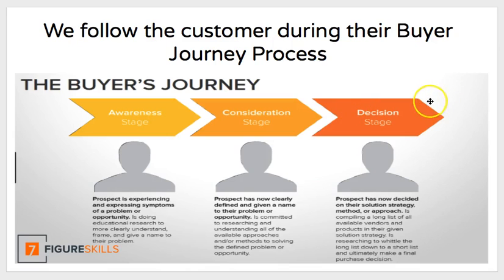And then, of course, the decision-making stage. Now, this is where they've pretty much decided, I'm going to buy this product. Now they're compiling a list of all the available vendors. Your site is going to be one of them. Who am I going to buy from? And this is where they want to make the purchase decision.